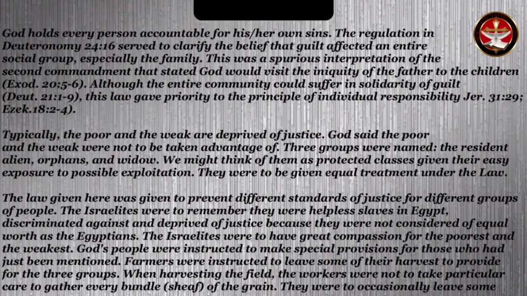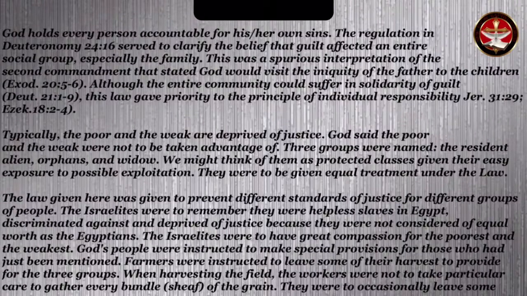Typically, the poor and the weak are deprived of justice. God said the poor and the weak were not to be taken advantage of. Three groups were named: the resident alien, orphans, and widow. We might think of them as protected classes given their easy exposure to possible exploitation. They were to be given equal treatment under the law.